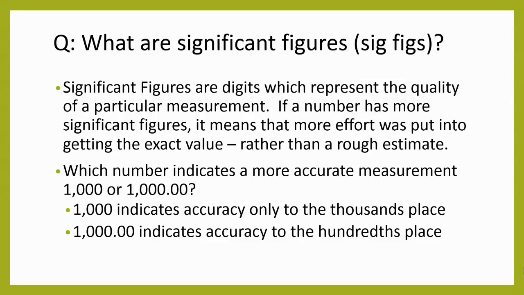So if we compare the numbers 1000 versus 1000.00, the number 1000 without that decimal point indicates an accuracy only to the thousands place, meaning we have about 1000. It could be less, it could be more. We don't really know exactly. But that number 1000.00 means that someone took the time to make sure we have exactly 1000.0, and that last place is the one that we're a little bit unsure of. So they took a lot more time and care with that measurement. Therefore, there are more significant figures.